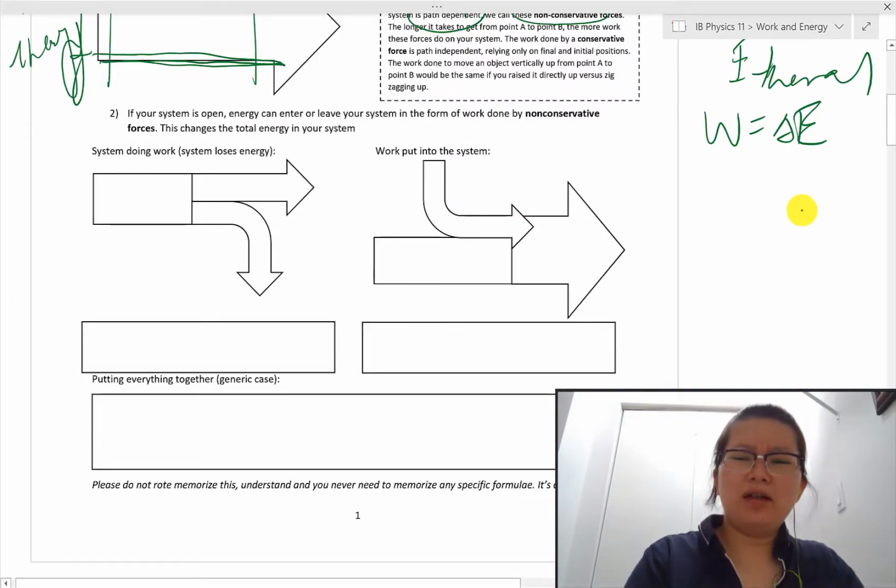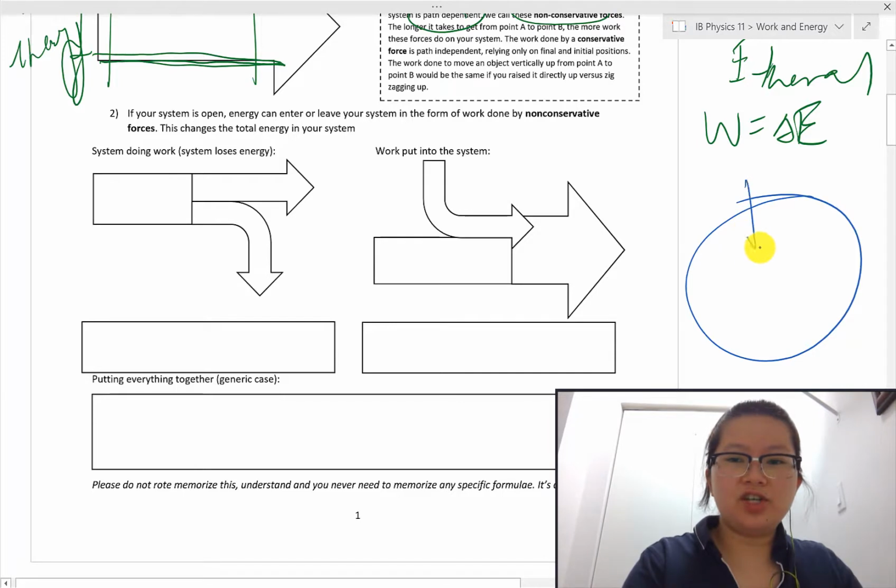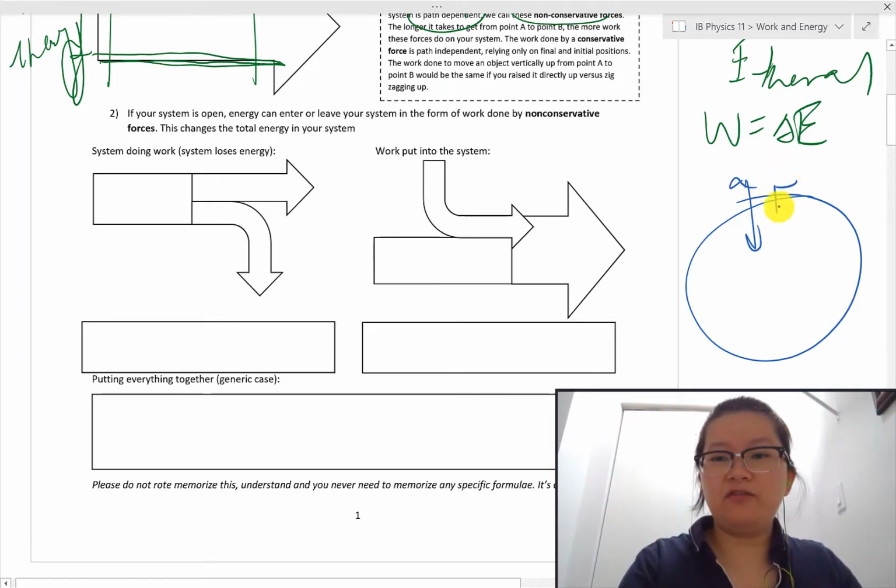You might be wondering, what happens if our system is now open, where energy can come in and out of our system in the form of work?